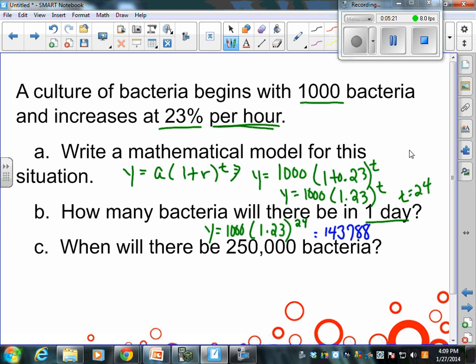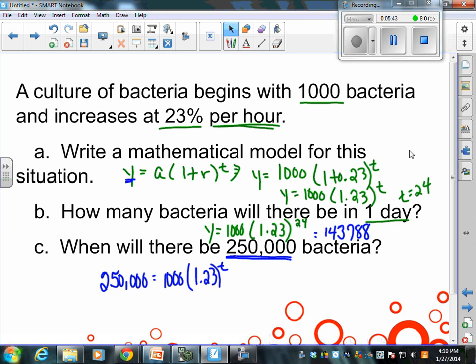Then the next question is, when will there be 250,000 bacteria? Well, in this case, this is my y, and I'm trying to solve for t. So then my equation looks like this. When does 250,000 equal 1,000 times 1.23 to the t? Now remember that to solve these equations, we use our graphing calculator. And I normally put that in y1 since it has my variable, and that in y2.